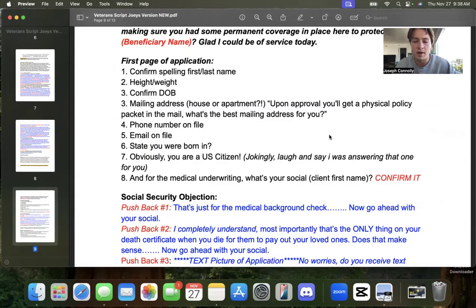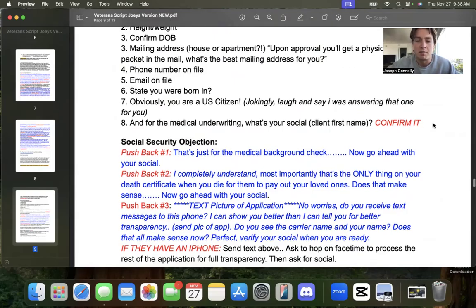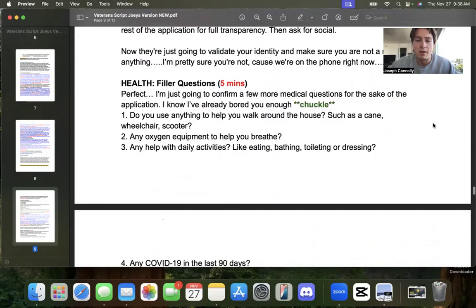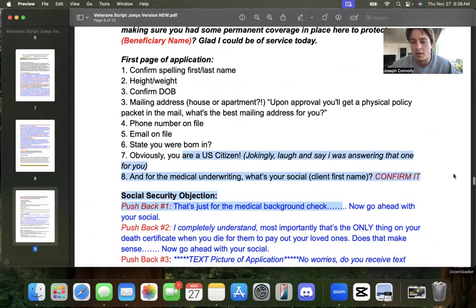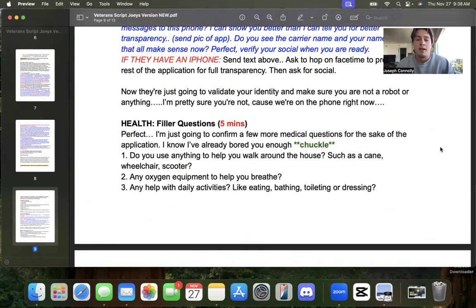And then for the medical underwriting, what's your social? All right, perfect. And then I'll read it back to them. All right, so just to confirm, Mr. Bob, I have your social as 555-55-5555. Is that correct? All right, perfect. And then now, again, I'm going to go into this in more detail on the next few videos, but this is just a high level overview here. So now they're going to validate your identity and make sure you're not a robot or anything, which I'm pretty sure you're not, sir, because, well, we're on the phone right now.